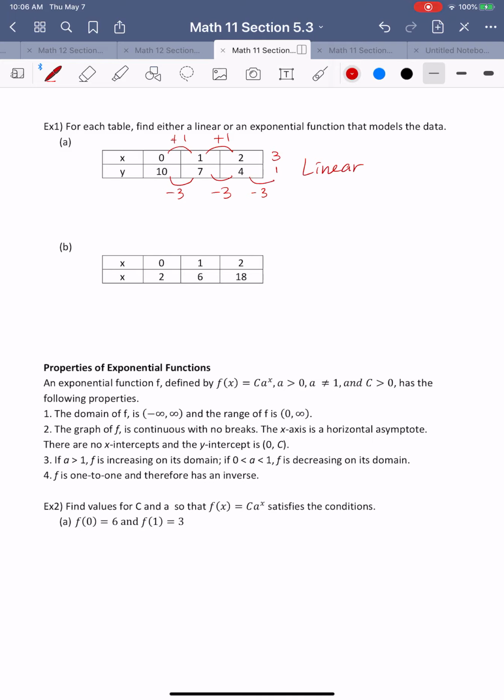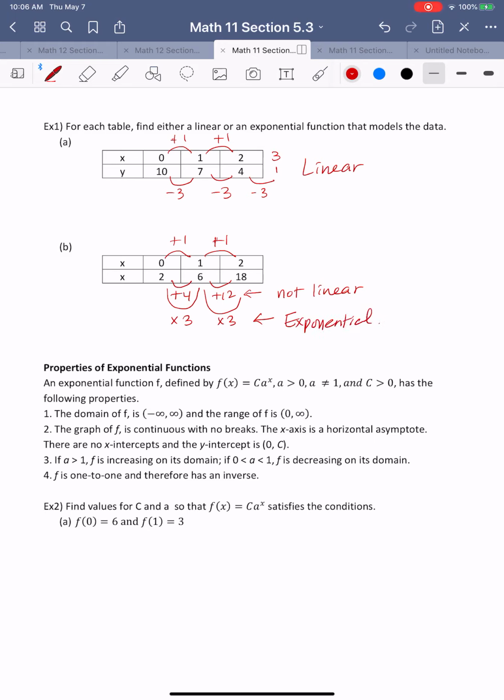And for B, x increases by 1, but y is increasing, first plus 4, but then plus 12. So this is not linear. Now I can think about it as a multiplier. 2 goes to 6 by times 3, and 6 goes to 18 by times 3. Because we multiply by a constant number, we can call this exponential.